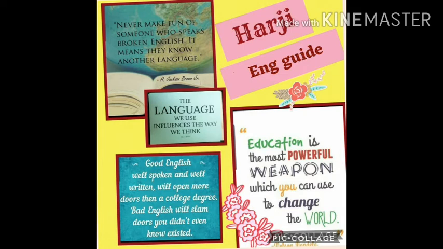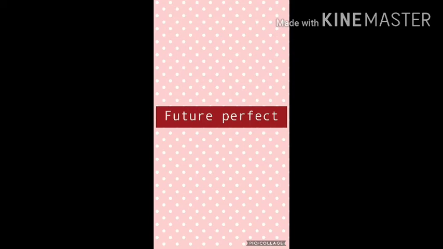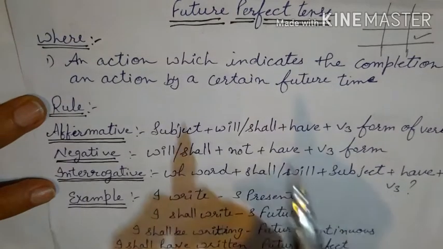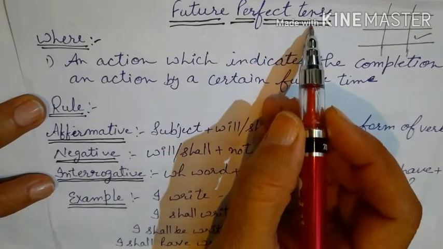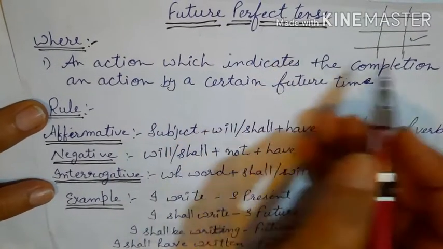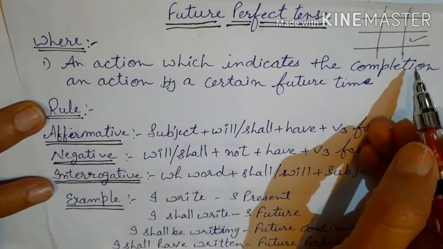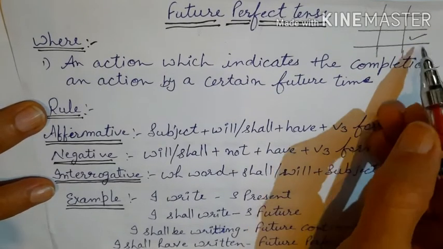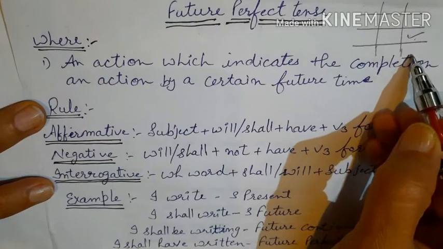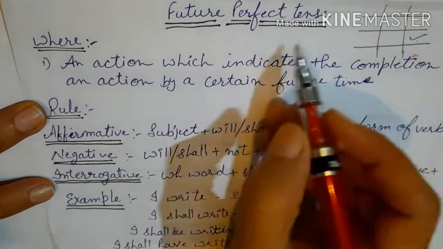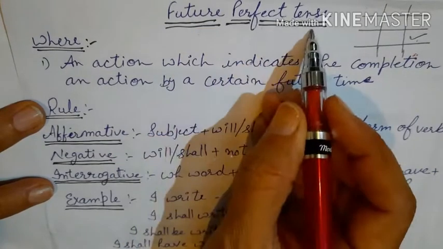Let's continue with our next subject matter. Welcome to your future perfect tense. In the chart form, we are referring to this box. Students, we are going to study two tenses together today: this box and this box. And this box is future perfect continuous. First, let's see future perfect tense.